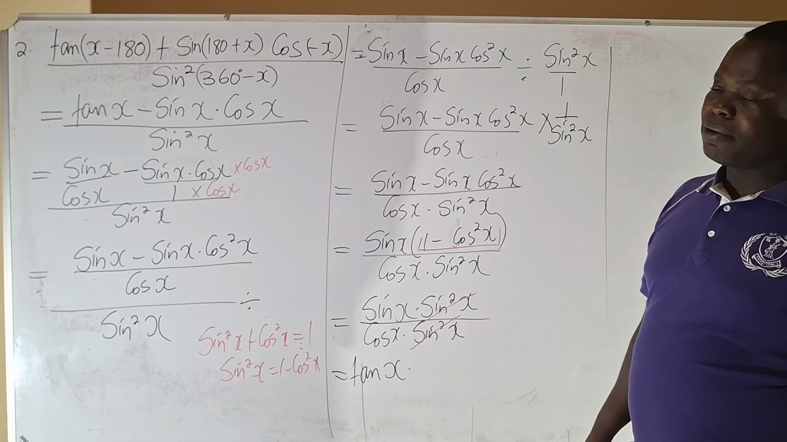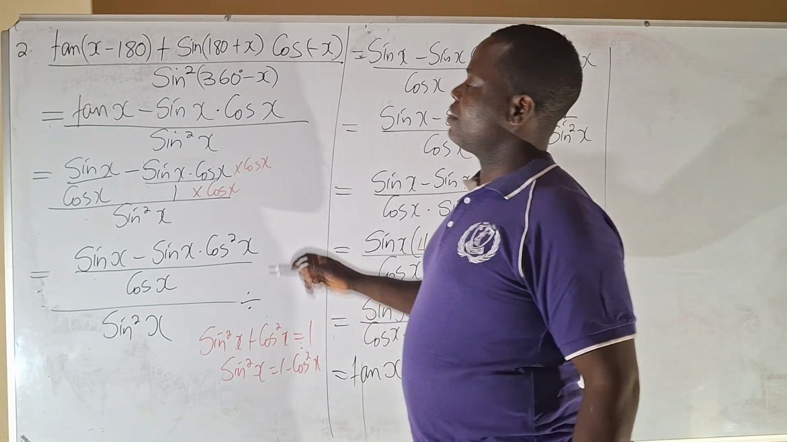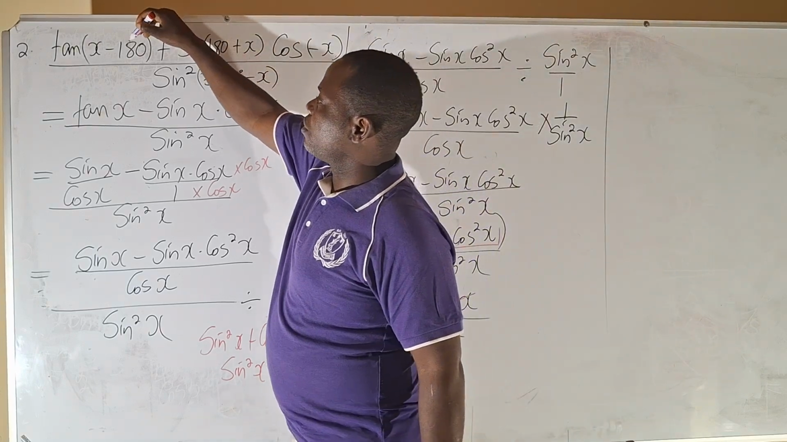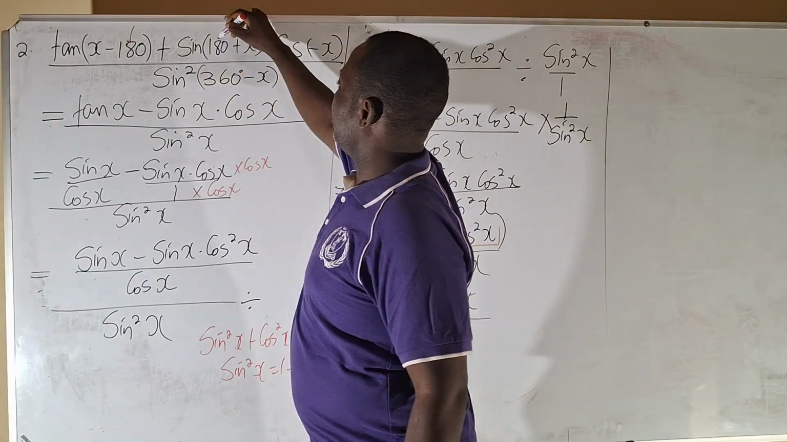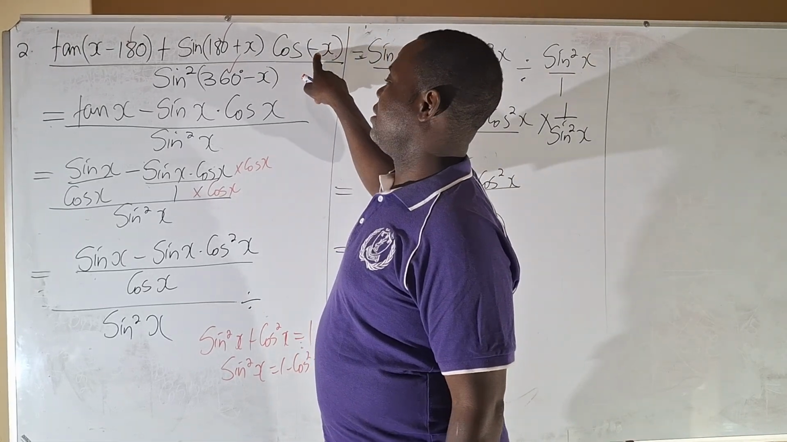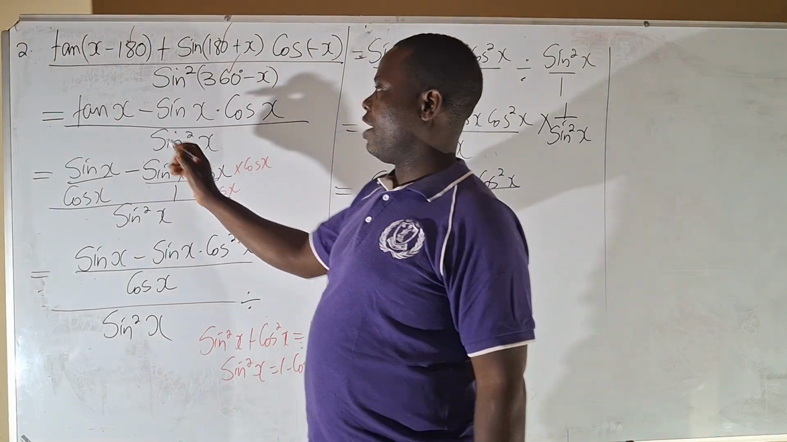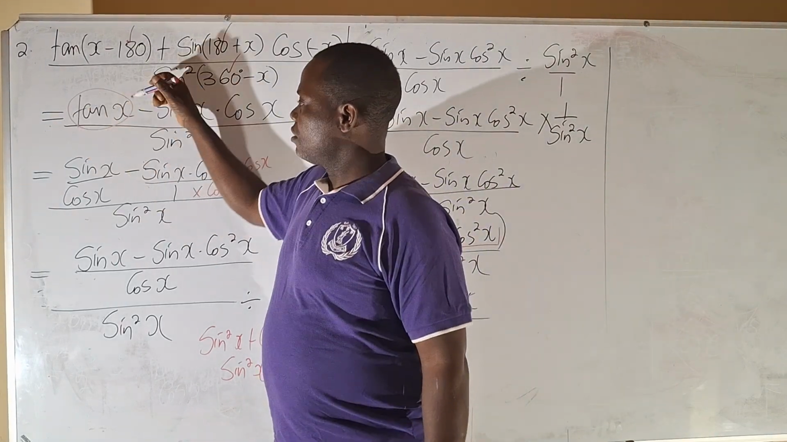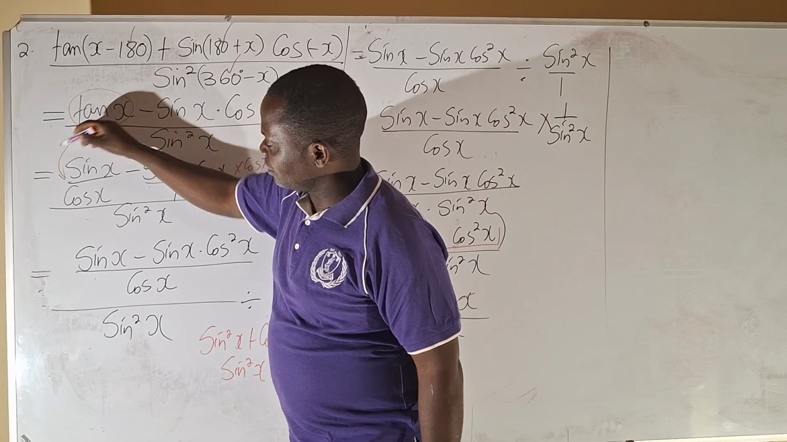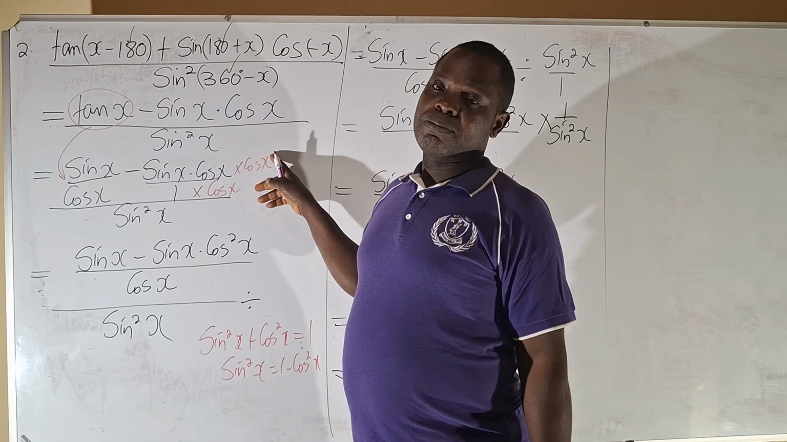This one is a bit long, so I need to know what are the key areas of such questions. What do you do with 180? Reduction formula, reduction formula, reduction formula. And this one is a negative angle. Then after reductions, I notice that I have tan. So change the tan into sine x over cos x. Then we created a fraction on top.